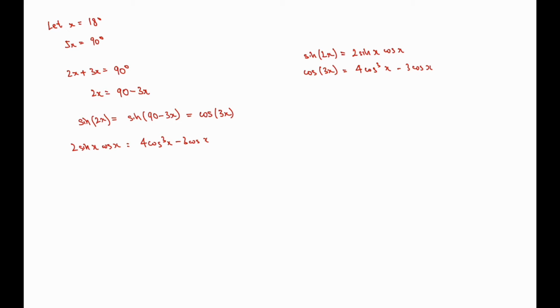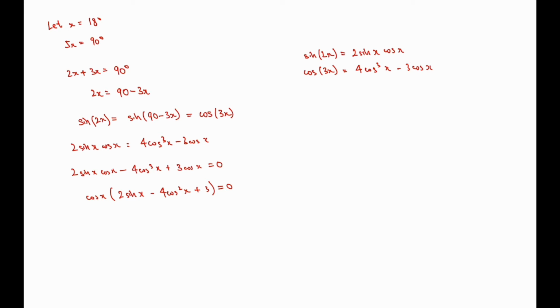Now I'm going to bring everything onto the left-hand side. So I'm going to get 2 sine of x cos of x minus 4 cos cubed x plus 3 cos of x is equal to 0. Taking out a factor of cos of x, we get cos of x times 2 sine of x minus 4 cos squared x plus 3 is equal to 0.